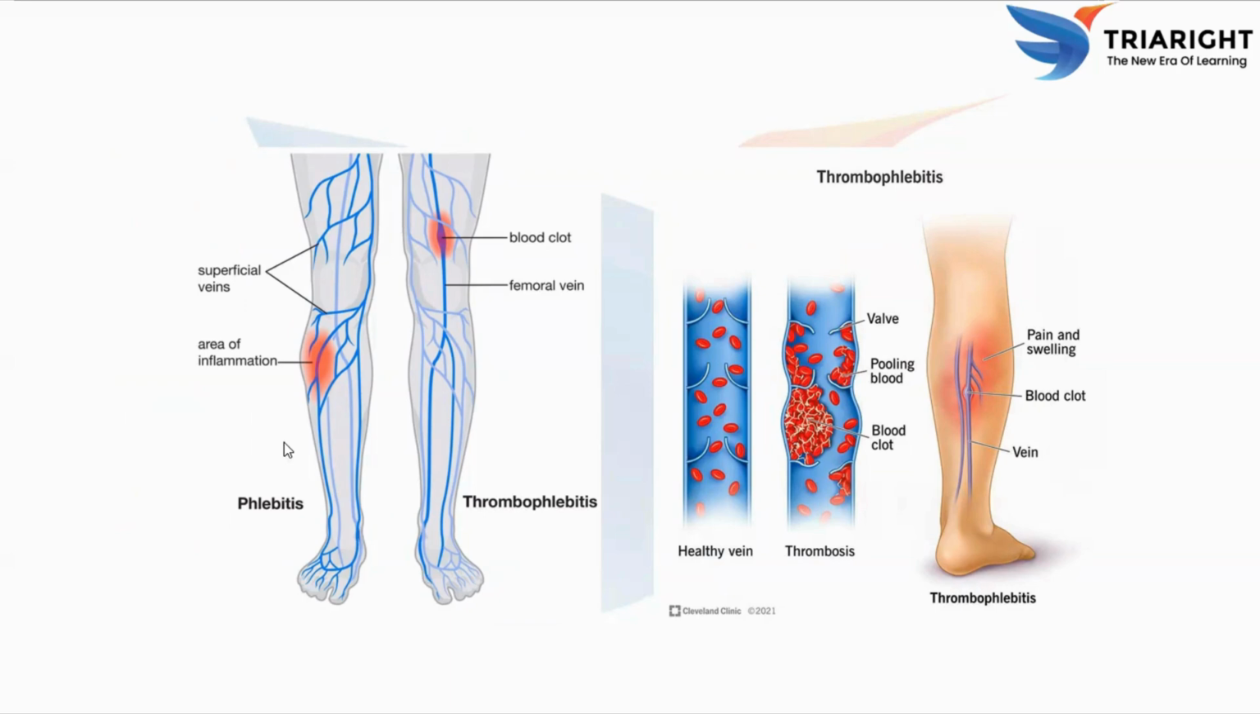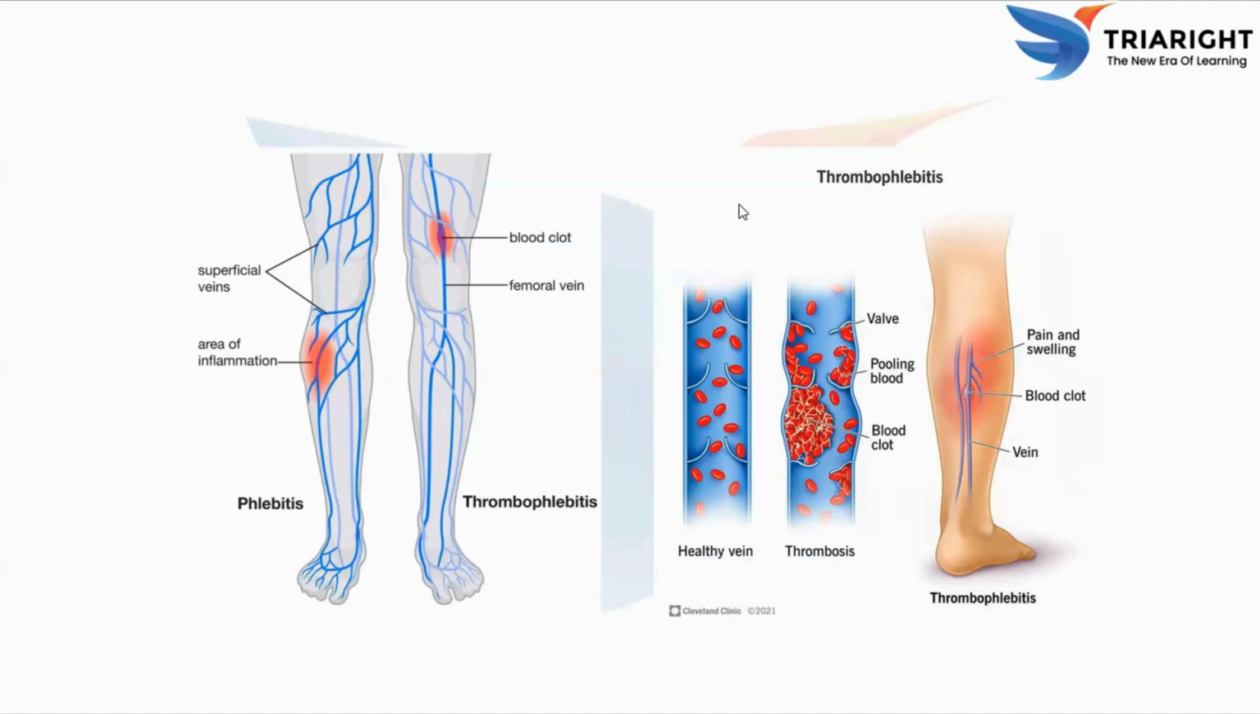So in this picture, you can see the red areas, right? Along the superficial veins of the leg. This happens when the vein wall becomes irritated. This causes pain, redness, warmth and swelling. There is no blood clot yet, only the inflammation. So coming to thrombophlebitis, what do you mean by thrombophlebitis? Thrombus means blood clot, plus inflammation. This means the vein is inflamed and also a blood clot has formed inside the vein. So the major difference between phlebitis and thrombophlebitis is just the formation of the blood clot.